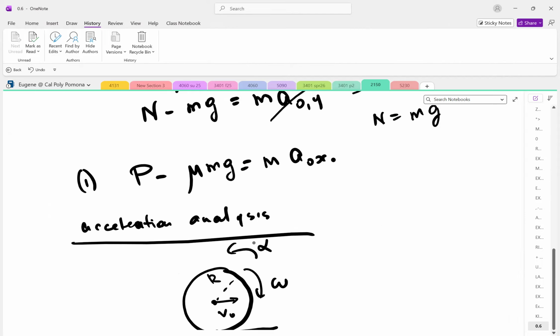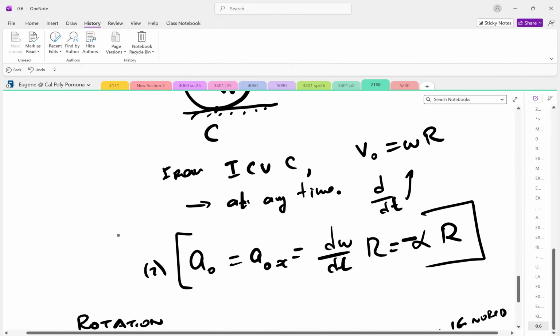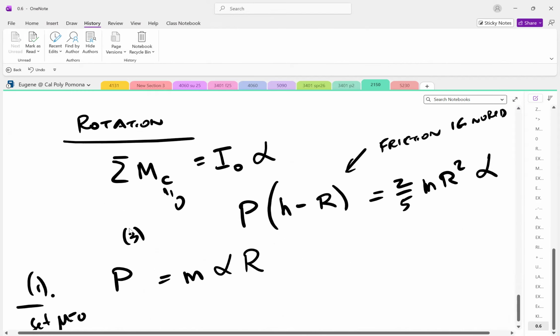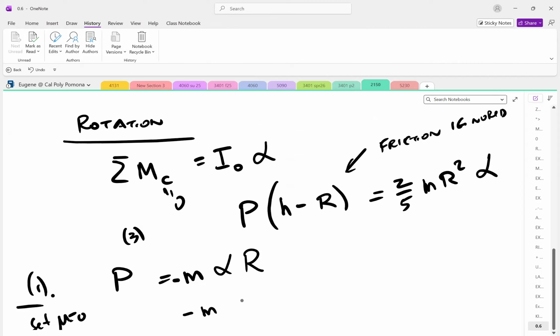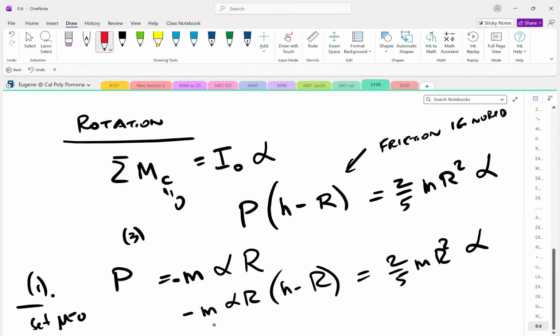So if we had positive alpha R, the center would be moving to the left, so we'll put in a minus here. Now we equate both P's, so we'll have minus m alpha R times (H minus R) equals 2/5 of m r squared alpha. We can now cancel out the m's.